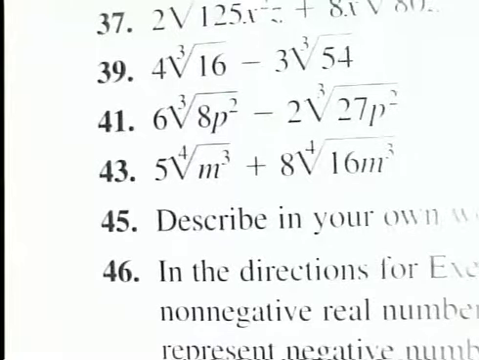The only way you're simplifying that is the second radical you can write as 16 now, the 4th root of m cubed. Since you have 16 of them, 5 of them, you're at 21 of them.